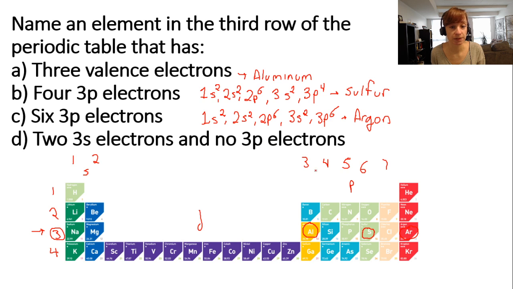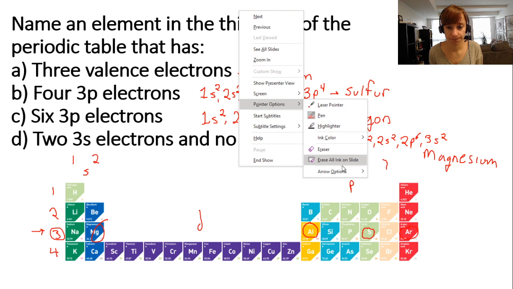So then the last one is 2 3s electrons and no 3p. So it stops here. So it'll be 1s2, 2s2, 2p6, and 3s2, which gives it 12 electrons, and that is magnesium. So the answer for D is magnesium. Okay. You just kind of need to have an idea as to.